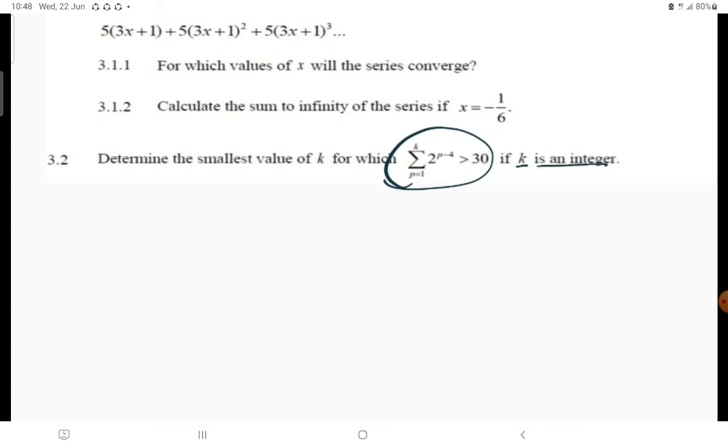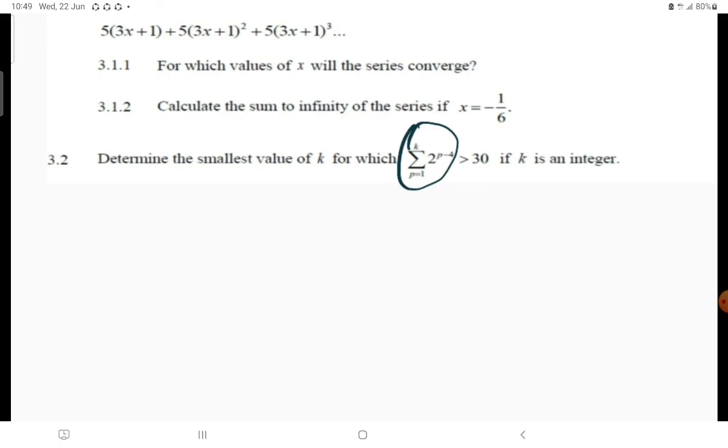So which means we are determining the value of k for which the sum of this is greater than 30, and k is an integer. Now, the idea is, when you have this kind of thing, we need to have the first three terms. Remember what I said: first three terms is the key to approach questions with sigma notation.